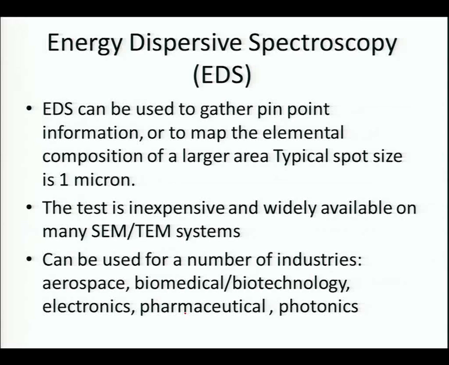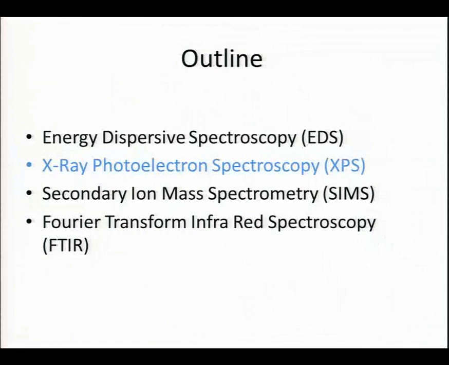So EDS can be used to gather pinpoint information or to map the elemental composition of a larger area. Typical spot size is about 1 micron. The test is inexpensive and widely available on many SEM, TEM systems. And on a lot of systems, if you have one at your facility, you can actually get a second vendor to provide an EDS add-on to your tool. They can be used for a number of industries: aerospace, biomedical, biotechnology, electronics, pharmaceuticals, and the photonics industry.